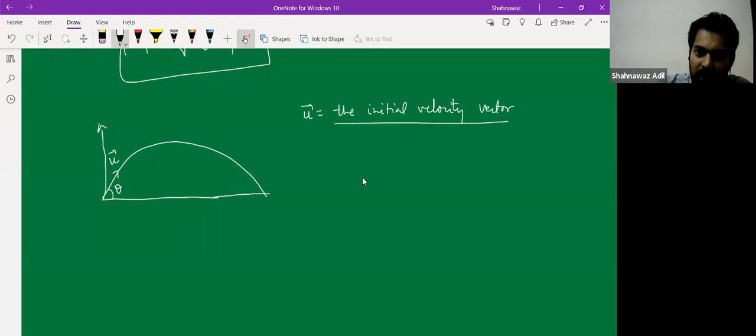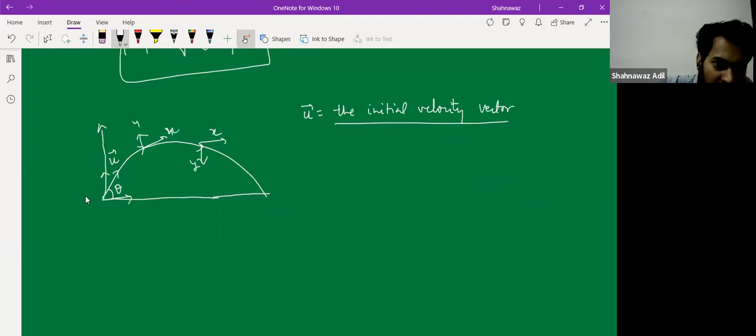Okay, so now we will use the same logic that we did with the previous question. What are the prior information that we have? This is the vector u, and this has the x component and the y component. Similarly, you have the x component and the y component. So this is u.